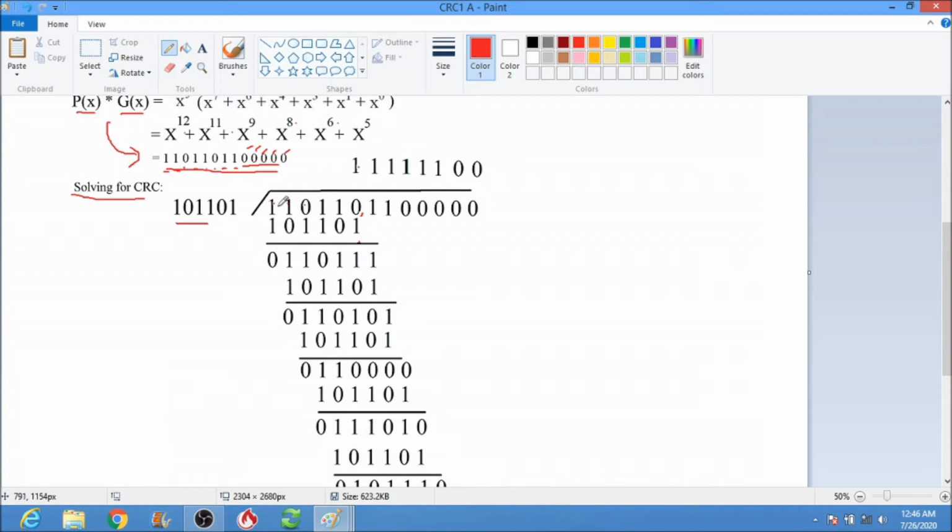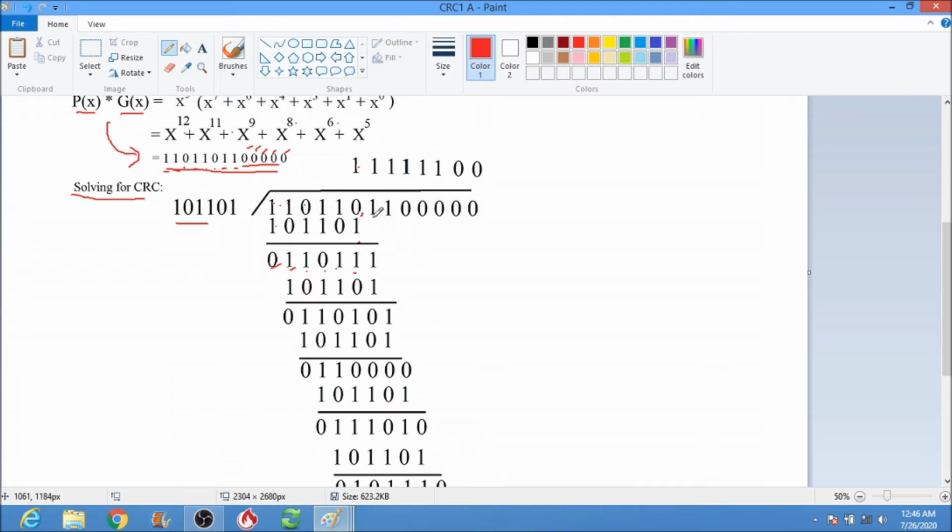And the next, we're going to XOR. Take note that for an XOR gate, if the inputs are the same, the output is 0, and if the inputs are different, the output is 1. So 1, 1, of course, that is the same, so we have 0. 0, 1 is 1. 0, 1 is 1. 1, 1 is 0. We have 1, 0 is 1. And 0, 1 is 1.